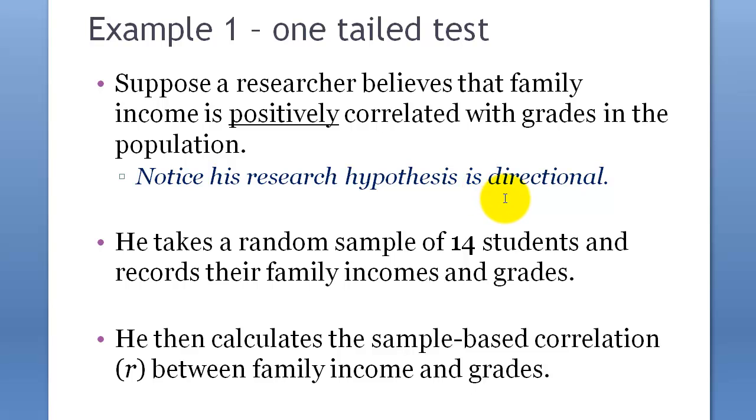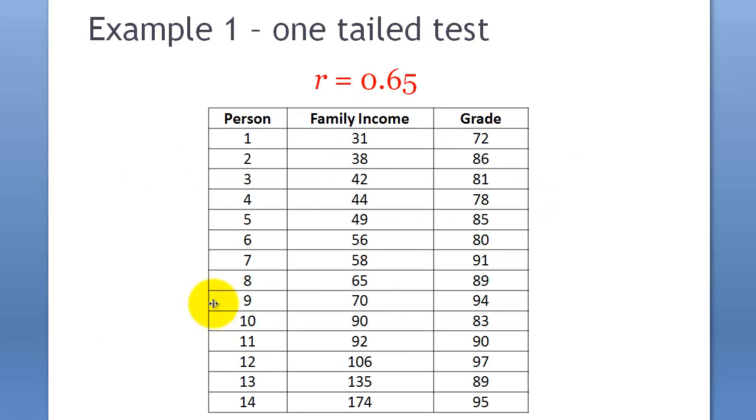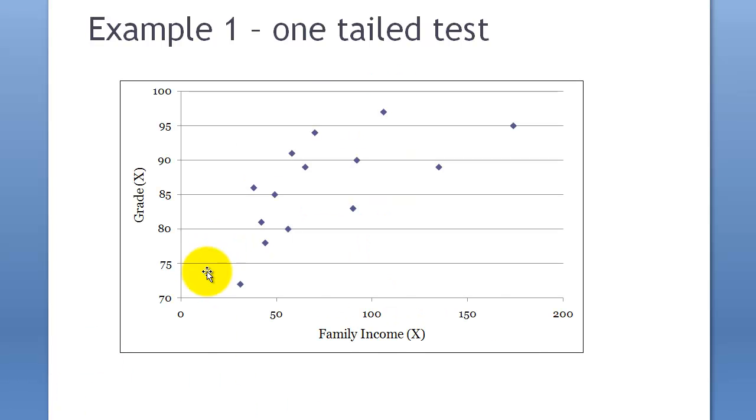Let's say he takes a random sample of 14 students and records their family incomes and grades, then calculates the sample-based correlation r between family income and grades. We already know how to do this because we did it in the last class, so I'm going to skip the actual calculation. This is the sample data, and you get r equals 0.65 from this. And the scatter plot is like this.